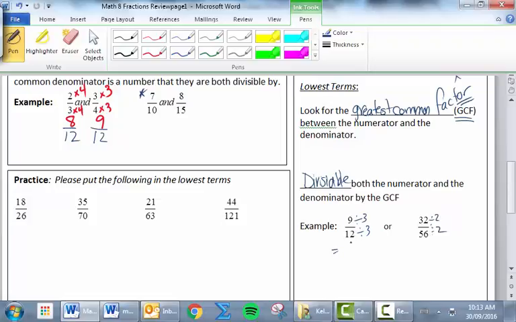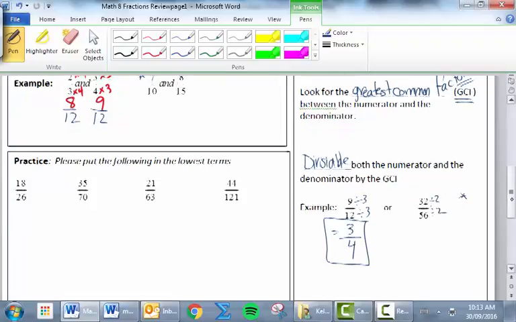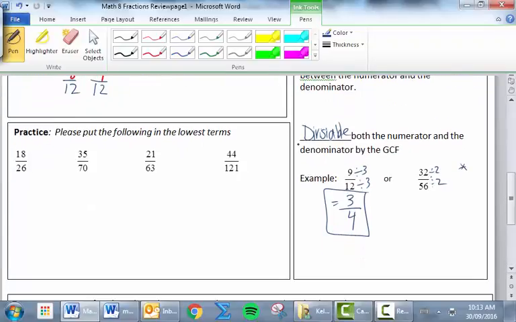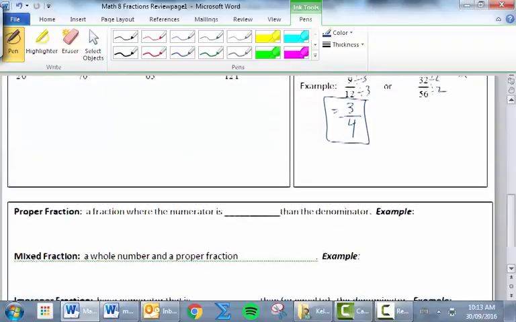So if I go 9 divided by 3, I get 3. 12 divided by 3, I get 4. So 3/4 is equivalent to 9 over 12, and 3/4 is in lowest terms. So there's not a number that goes into both 3 and 4. So why don't you finish that one on your own, pause the video, and join us. Actually, you could do these ones as well. Why don't you put those ones in lowest terms too? And when you're done, you can join us on the bottom.